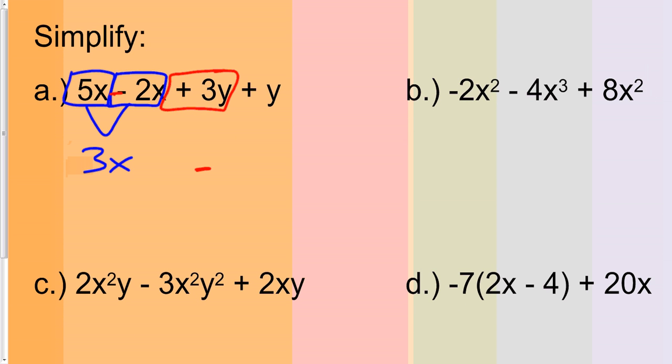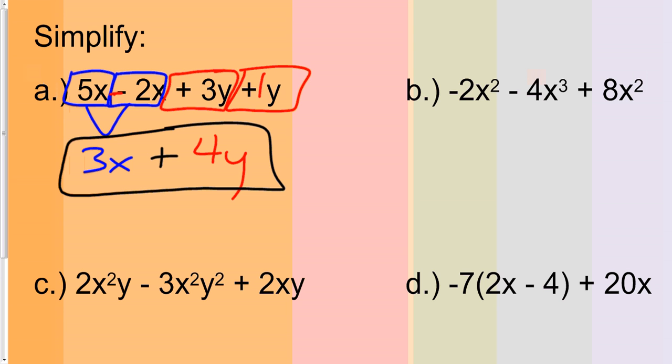Alright, so we have positive 3y plus 1y. The y's are both to the same power, so we're good. So 3y plus 1y is 4y. And if anything comes out positive, we can just put a little addition symbol, and we are simplified. 3x plus 4y.